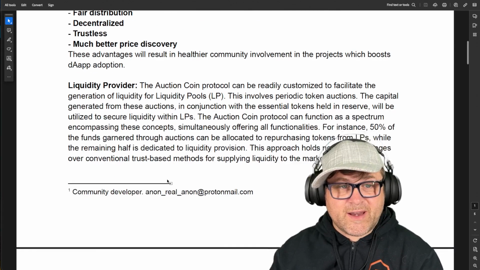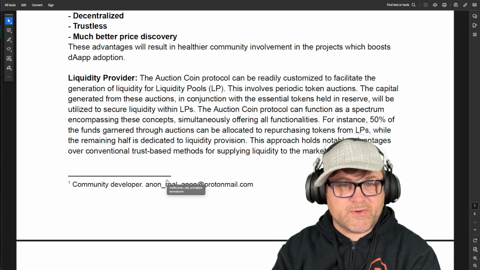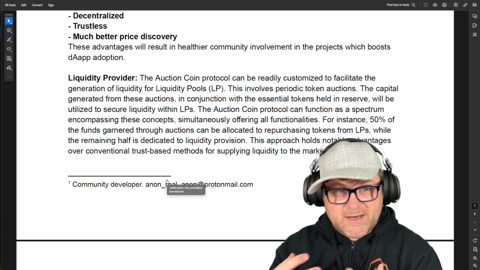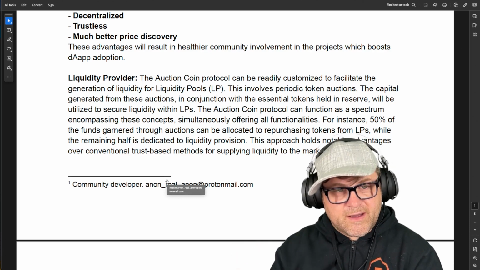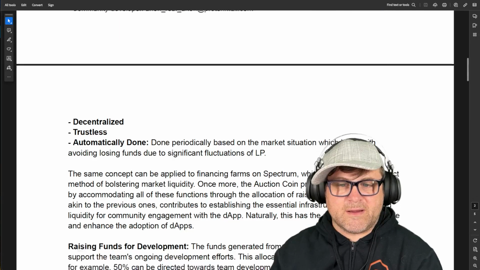Also, liquidity providing. This is an automated system where everything's locked into contracts and buyback contracts are working with a liquidity pool. And by adding liquidity with the contracts, you can naturally and healthily increase liquidity in your pools via this Auction Coin method as well.